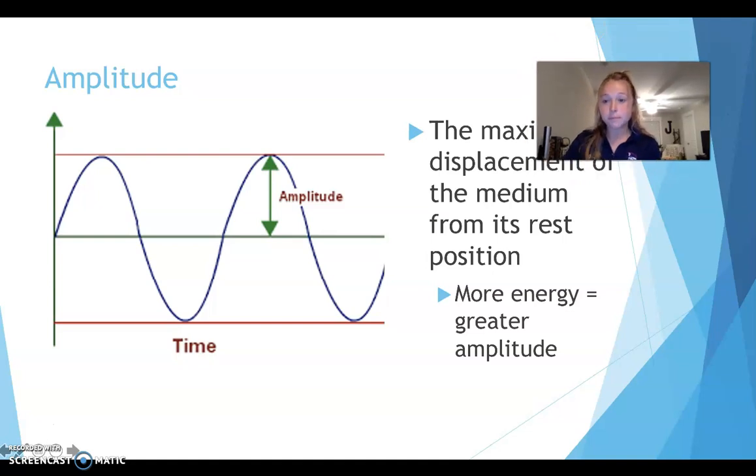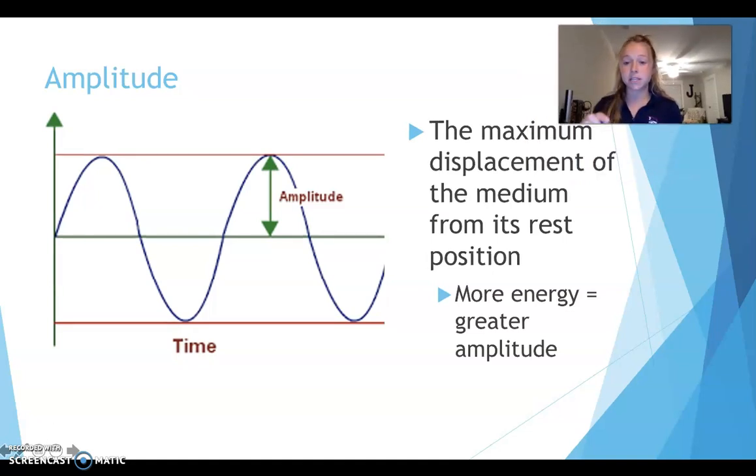Amplitude. So amplitude is the maximum displacement of the medium from its rest point. So the more energy you have, the greater the amplitude it's going to be. If you are just going up and down, kind of flowing through it, you're not going to have a huge amplitude. If you have more energy behind it, you're going to have shorter wavelengths, the frequency is going to be higher, and you're going to have a higher amplitude because you're going to have more vibration behind whatever is causing the wave to be vibrated.